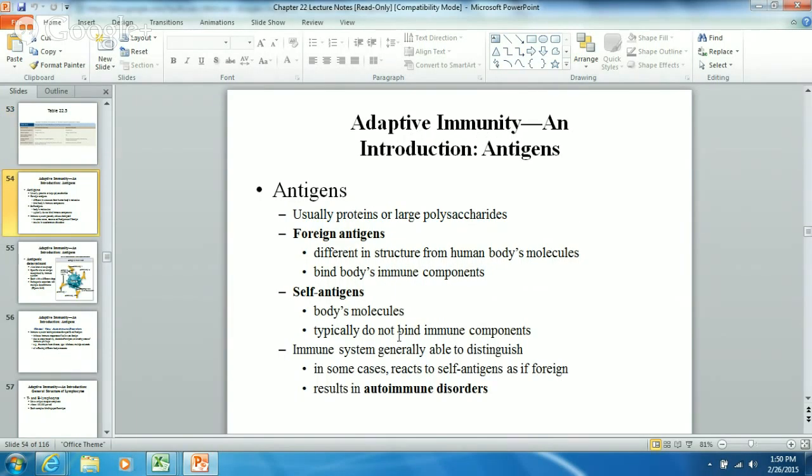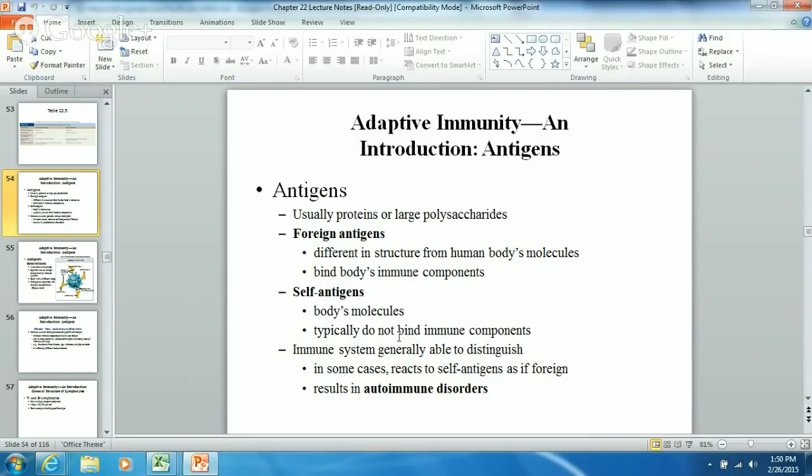Okay, we talked about antigens. One thing I want to point out at the bottom of this slide is the fact that the immune system usually can distinguish itself from everything else. But when it can't tell itself from a foreign substance, this is when we refer to it as autoimmune disorders. In other words, the body is attacking itself.